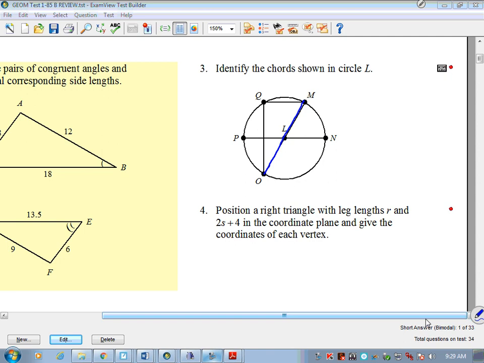What do we notice about line MO? It goes from one side. Its endpoints are on the circle. So anything that includes point L is going to be wrong, because L is not on the circle. It's in the center of the circle. So we should have chord MO, chord QO, chord QM, and chord PN. So I have 1, 2, 3, 4 chords that I should be able to identify.